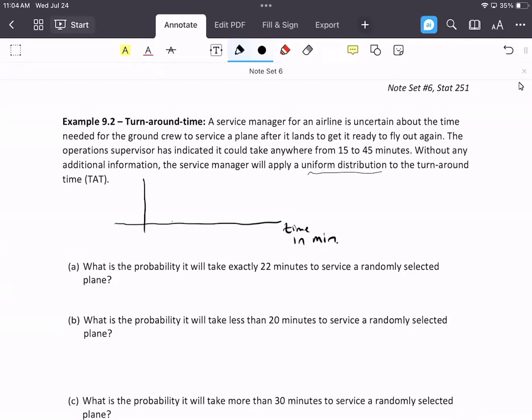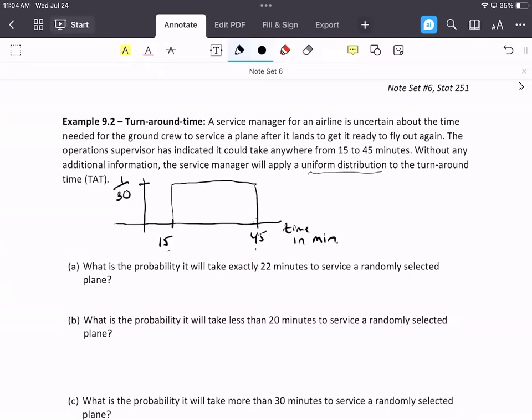And we know it's going to be between 15 and 45 minutes. And we're told that it's uniformly distributed. So that height, in theory, is perfectly straight across the top. I know that the area under that curve is 1, so this height has to be 1 over b minus a. So in other words, 1 over 30, because 45 minus 15 is 30.